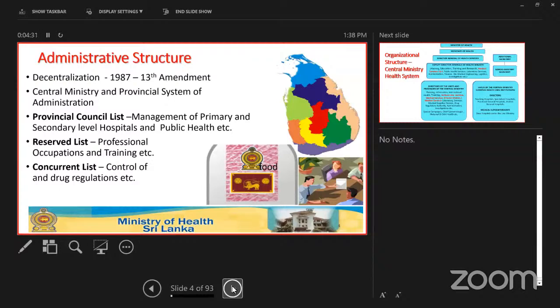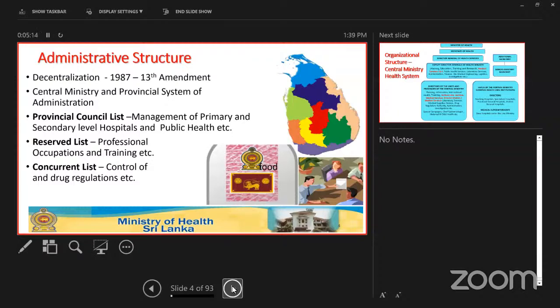I told you the structure is how the tasks are allocated, coordinated, and supervised. Accordingly, there are certain activities that have to be done by the provincial council. Those are called the provincial council list. There are certain activities that should be done by the central ministry, which are kept within the central ministry. That's why they are called the reserved list. And there is a concurrent list where both parties can engage in these kinds of activities.